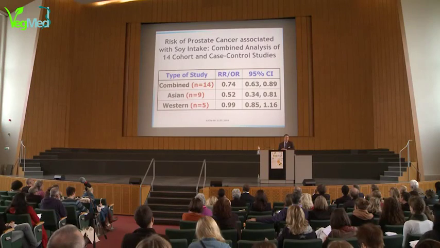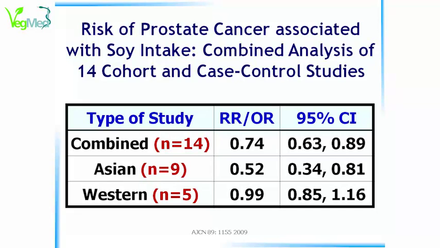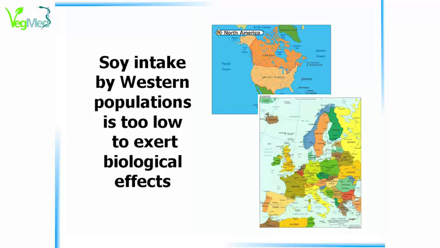But what was interesting, that sub-analysis revealed that soy reduced risk of prostate cancer by 50% in Asian men, but there was no effect in Western men. Does this mean that soy isn't protective against prostate cancer in Western men? Absolutely not. What it means is that soy intake by Western populations is too low to exert biological effects.